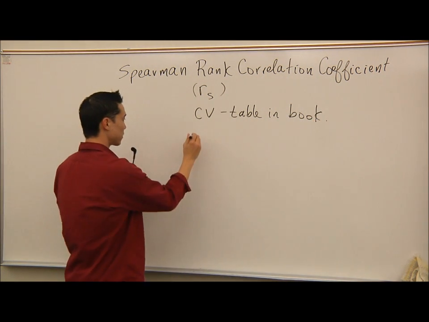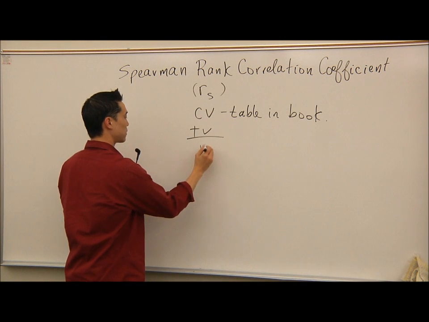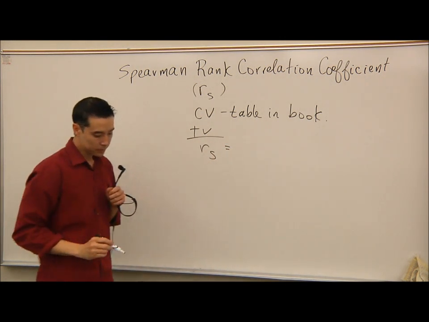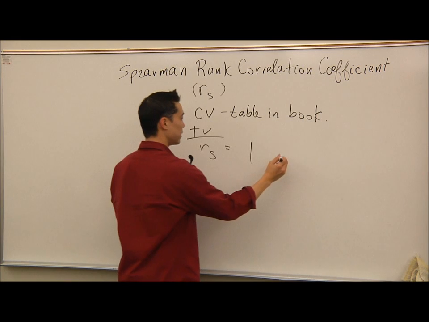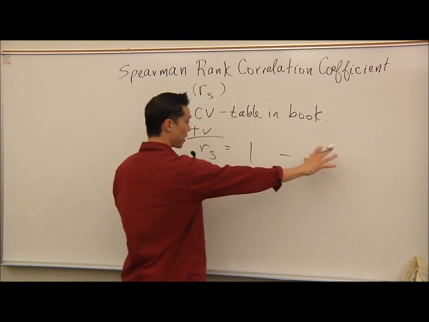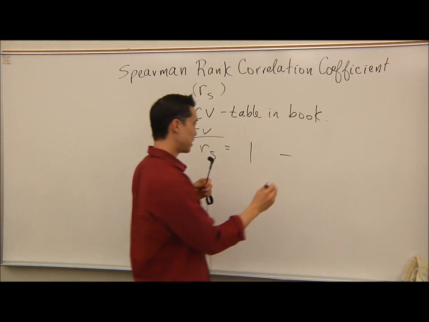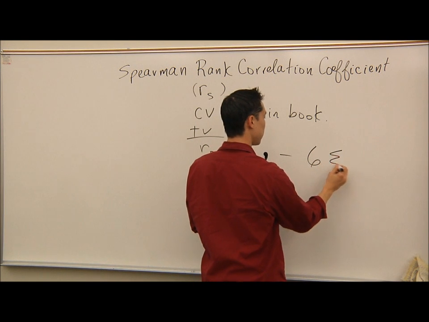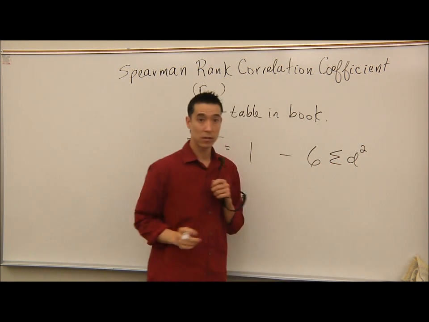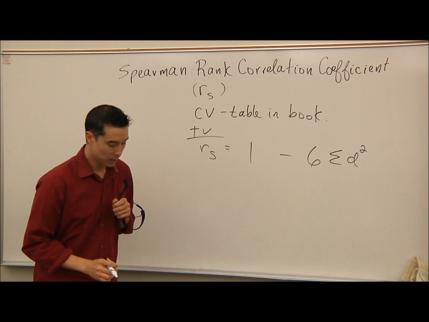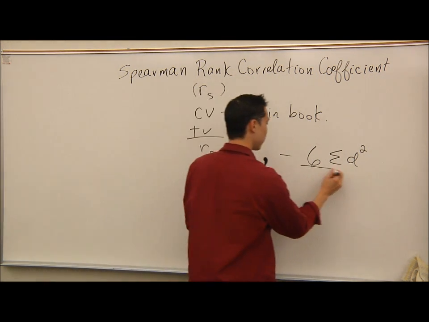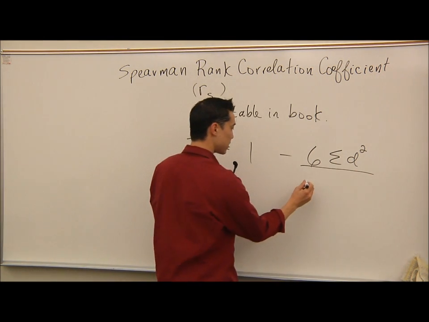And this is what your test value looks like. r sub s equals 1 minus a fraction: 6 times the summation of the d squares, and we'll talk about that in just a second, divided by n times n squared minus 1.